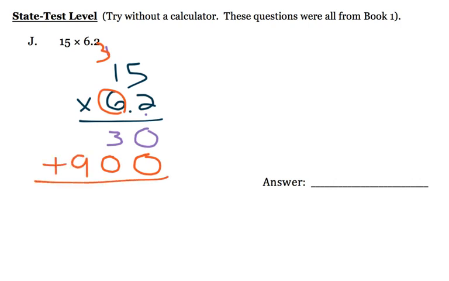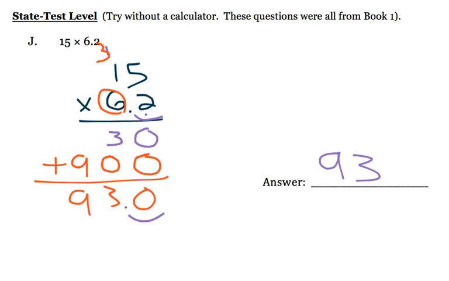And now I'm going to add up those two products. And then I just need to make sure the decimal place is moved over 1 because we have one digit after a decimal. And this answer would be 93.